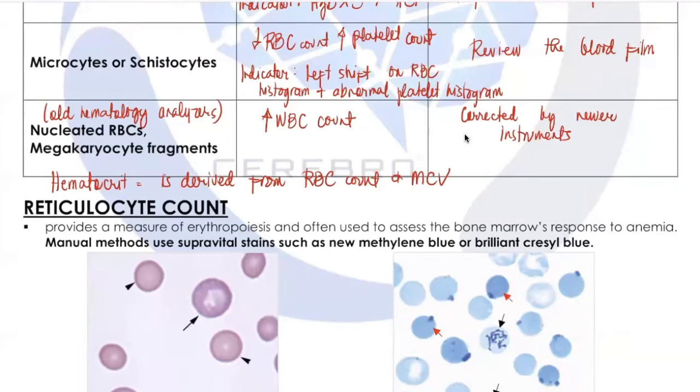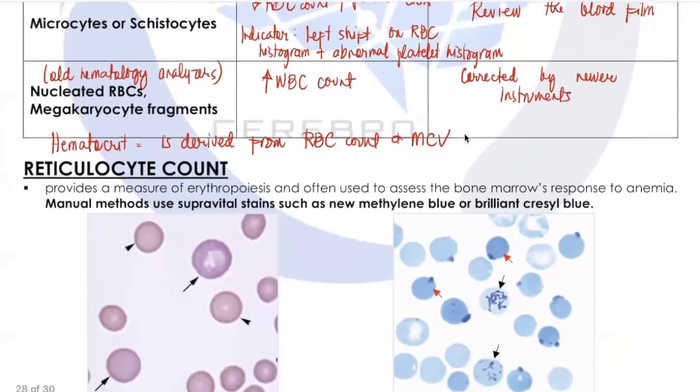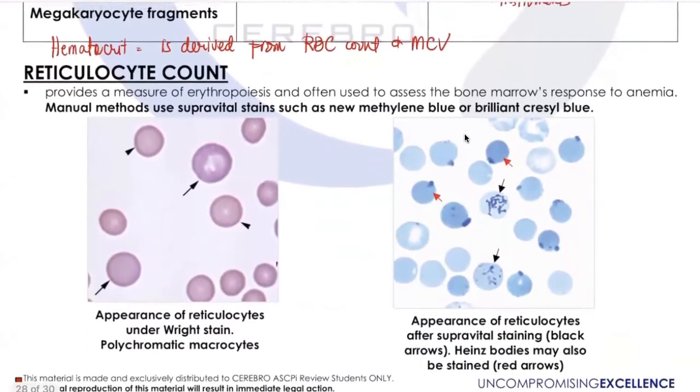So let us now proceed to reticulocyte count. Reticulocyte count, take note natin parati, is the indicator of the bone marrow response. Ano yung ibig kong sabihin sa bone marrow response na ito?